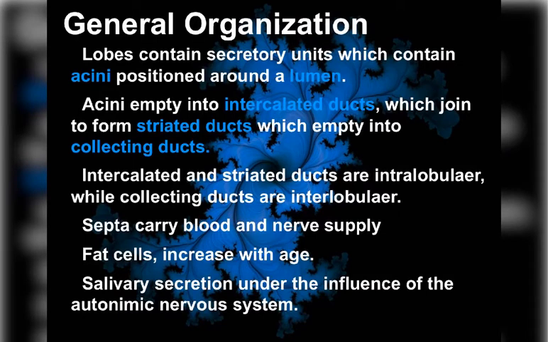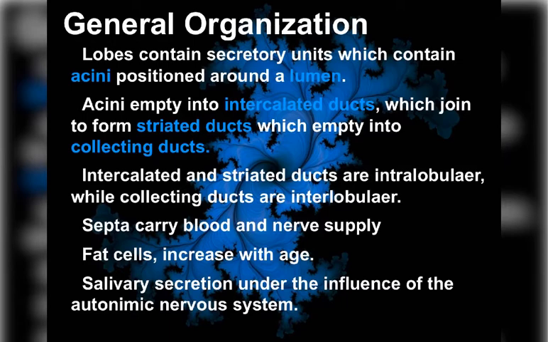Lobes contain secretory units which contain acini positioned around a lumen. Acini here refer to secretory end pieces, but to be specific, I prefer to use the term secretory end piece, because sometimes these secretory end pieces are tubular when the secretions are mucus secretions, and spherical when the secretions are serous secretions. We will explain the difference between serous and mucus in a minute.